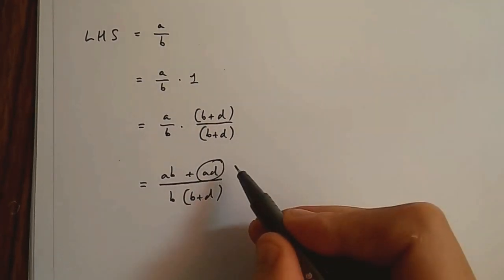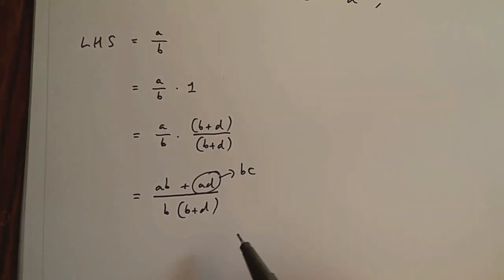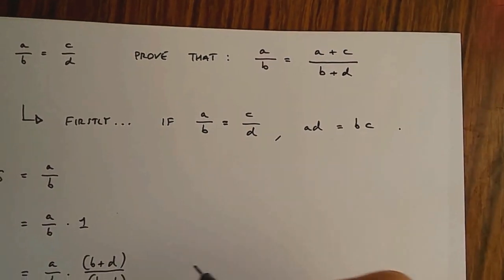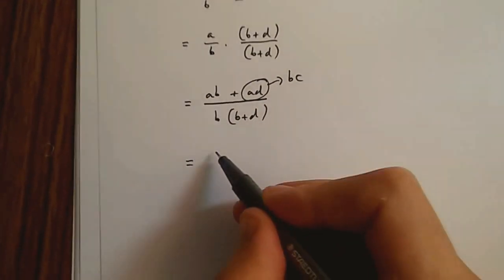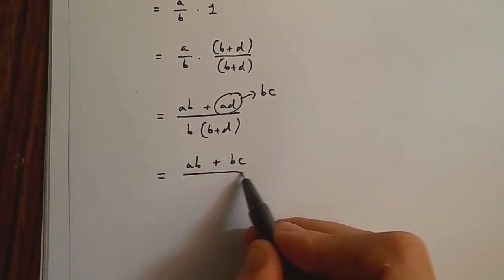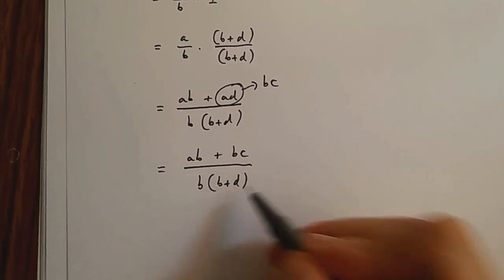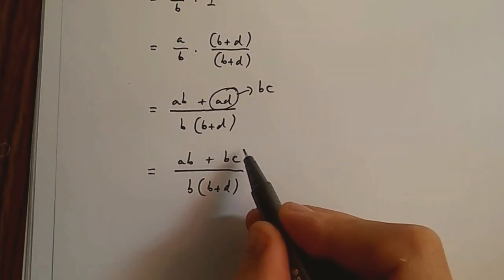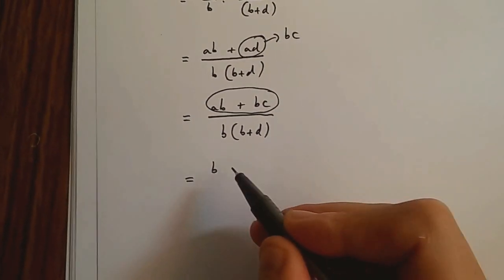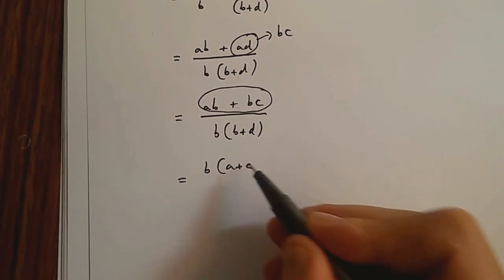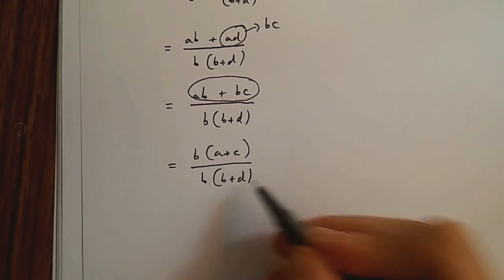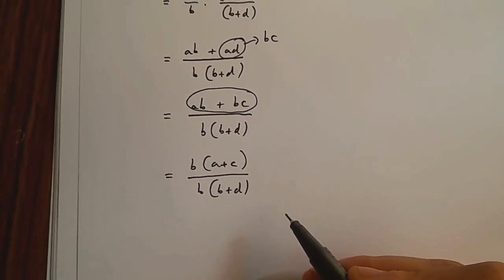Now, AD is equal to BC. We know this because we've already proven it. So from here, we get AB plus BC over B times B plus D. Now this up here can be factorized. So we get B times A plus C over B times B plus D.